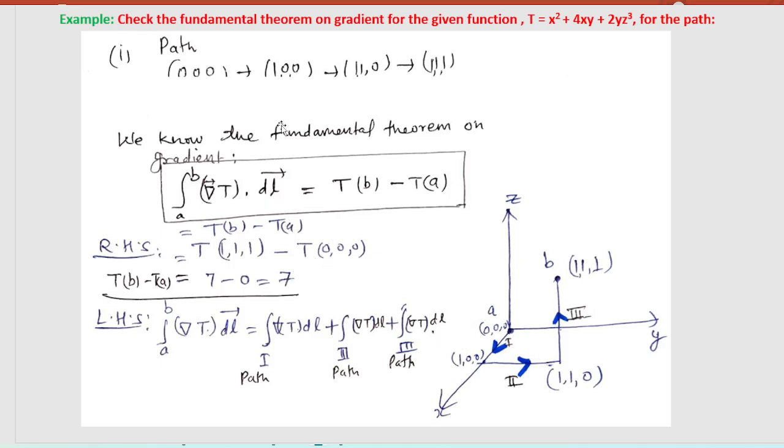And for the left hand side we have to find out first del T and dot dl, but the dl vector is for these three different paths. So we can write the integral from a to b of del T, the gradient of T, dot dl equal to del T dot dl for path first, when we are going in this direction, then plus path second, and plus the third path. We have to add these values, and first we have to find the gradient of T.